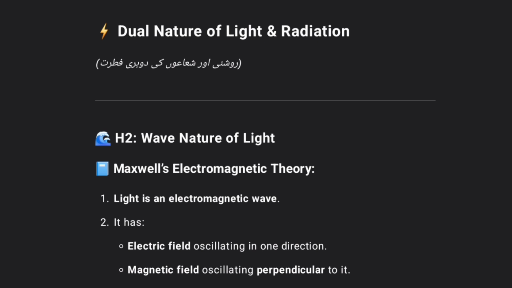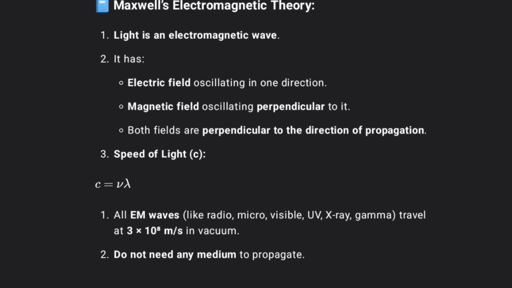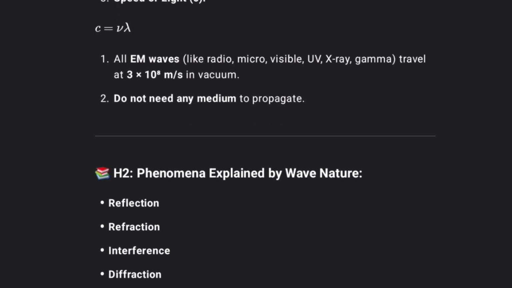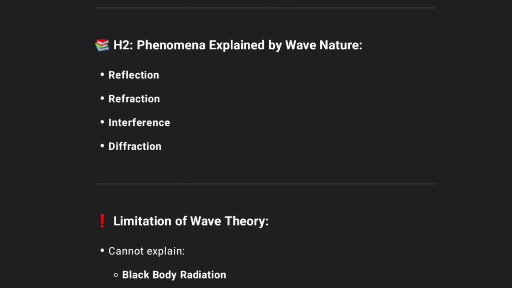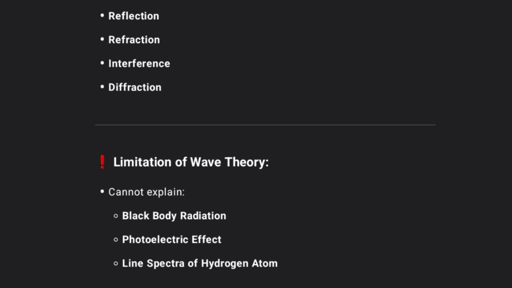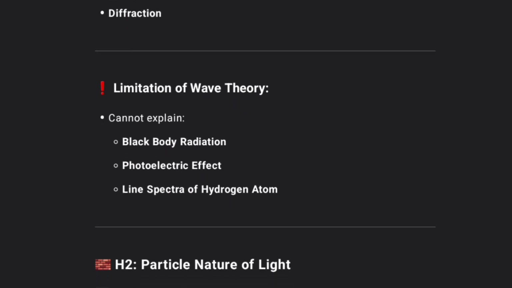3. Speed of light c equals nu lambda: speed equals frequency times wavelength. 4. All EM waves, like radio, micro, visible, UV, X-ray, gamma, travel at 3 times 10 to the 8 meters per second in vacuum. 5. They do not need any medium to propagate. Phenomena explained by wave nature: reflection, refraction, diffraction. Limitation of wave theory: it cannot explain blackbody radiation, the photoelectric effect, or the line spectra of the hydrogen atom.